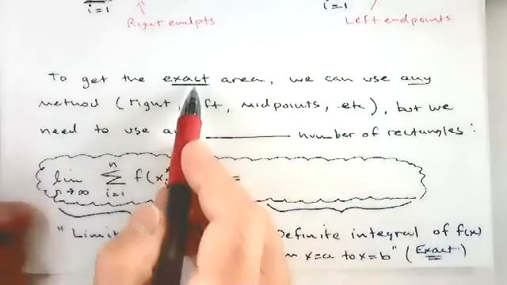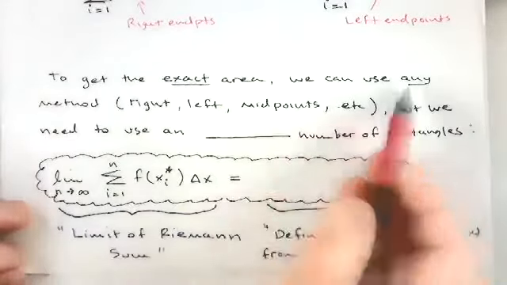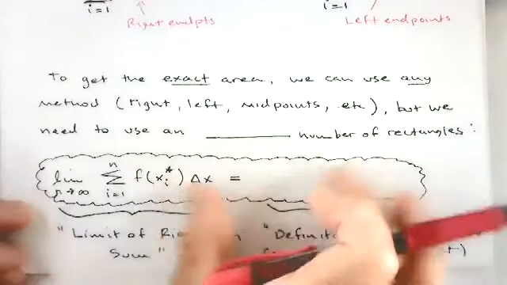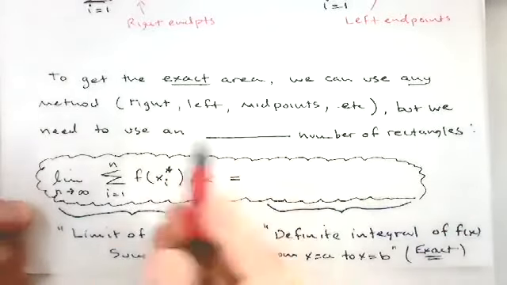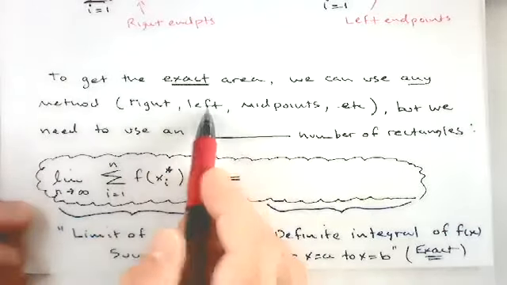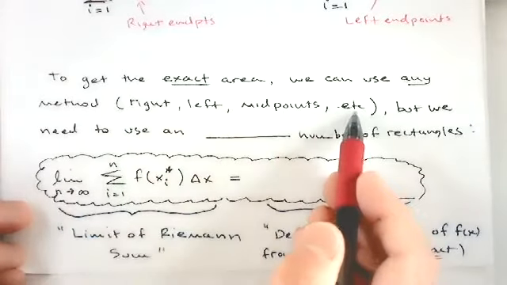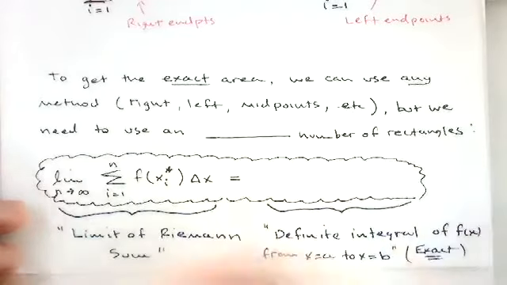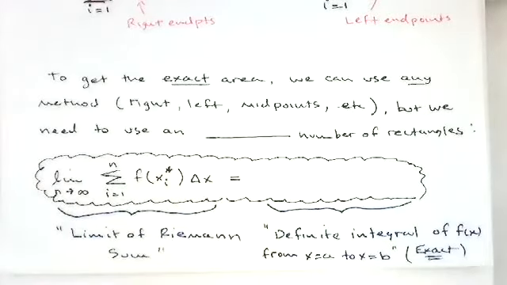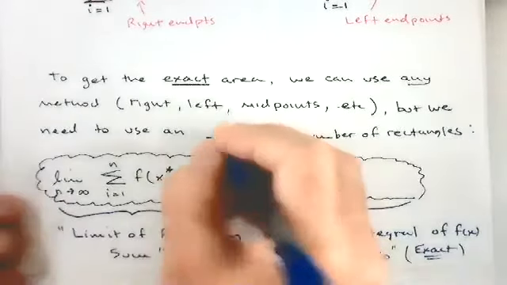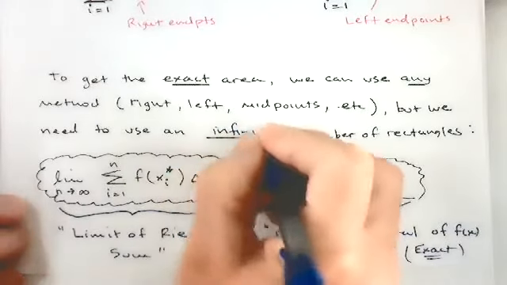To get the exact area, you can use any of the methods. As long as those rectangles get infinitely thin, whether you use right endpoints, left endpoints, midpoints, it doesn't really matter if there's an infinite number of rectangles, which was what this blank was for. You need to use an infinite number of rectangles.